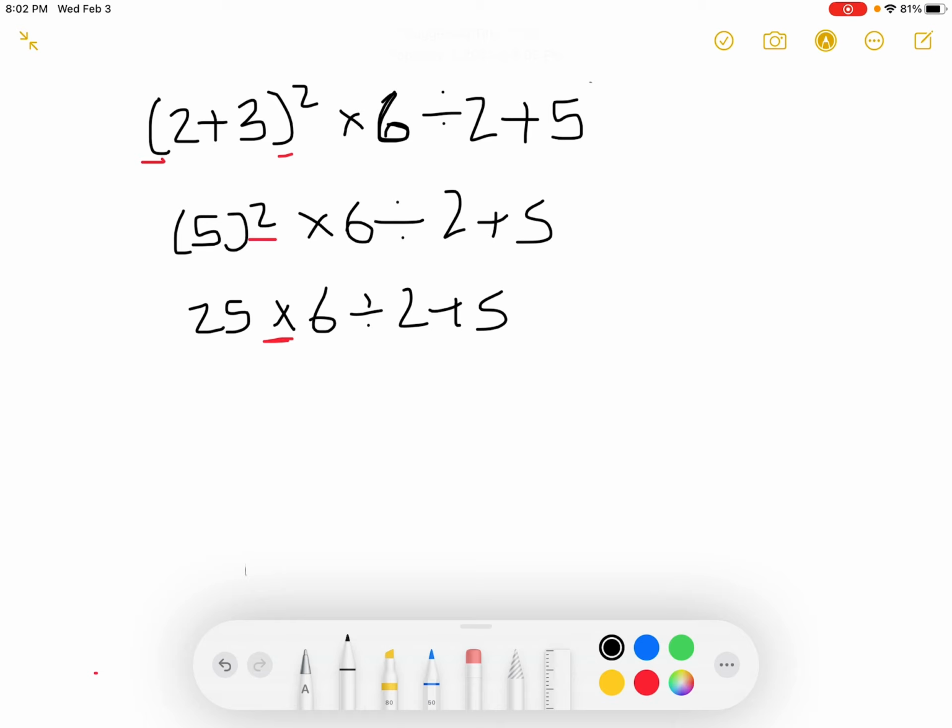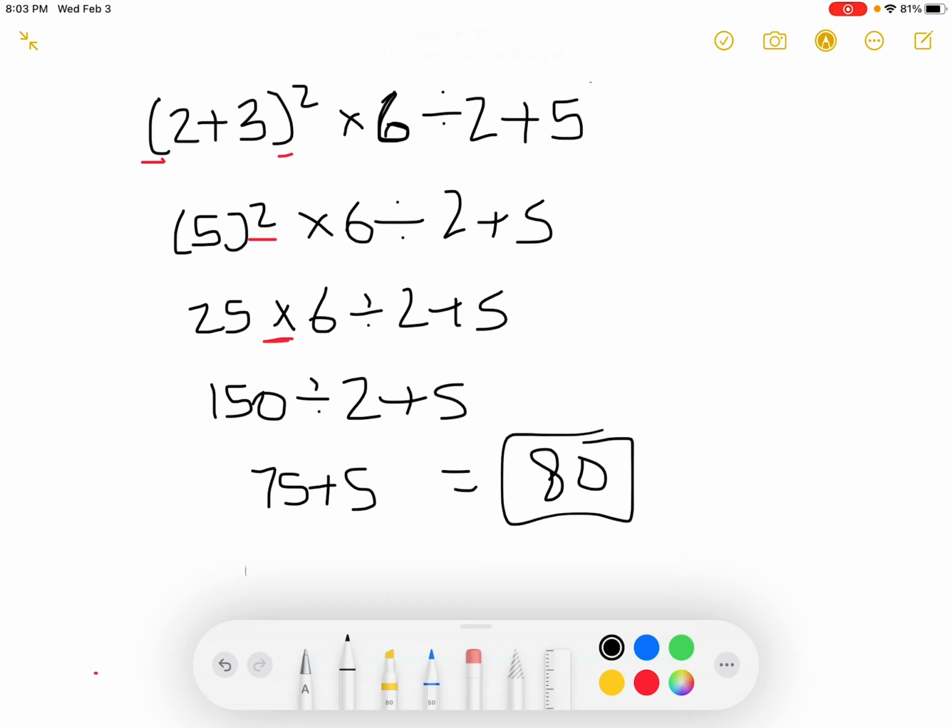So we have 25 times 6, which is 150, divided by 2 plus 5. Now we're going to do the division. We get 150 divided by 2, which is 75, plus 5, which is 80.